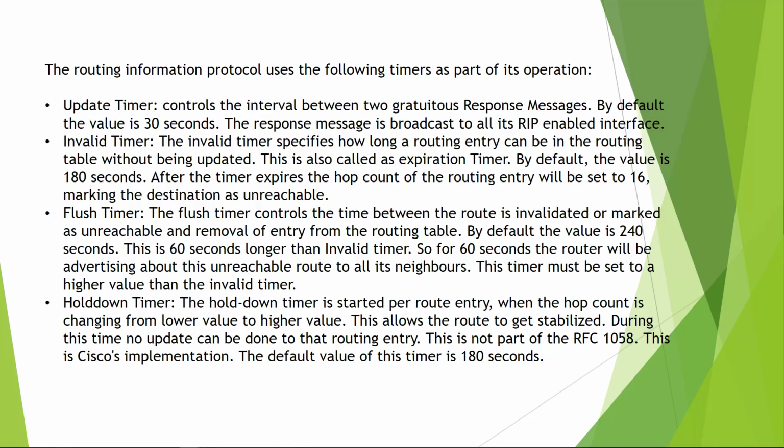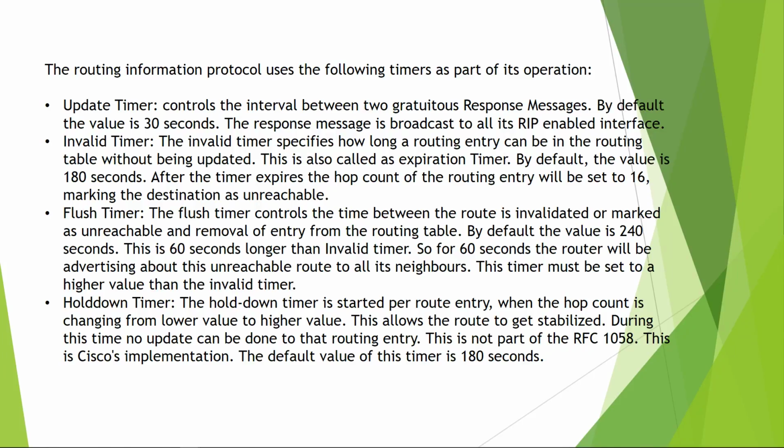The invalid timer specifies how long the routing entry can be in the routing table without being updated. This is called an expiration timer. By default, the value is 180 seconds. After the timer expires, the hop count of the routing entry will be set to 16, marking the destination as unreachable.